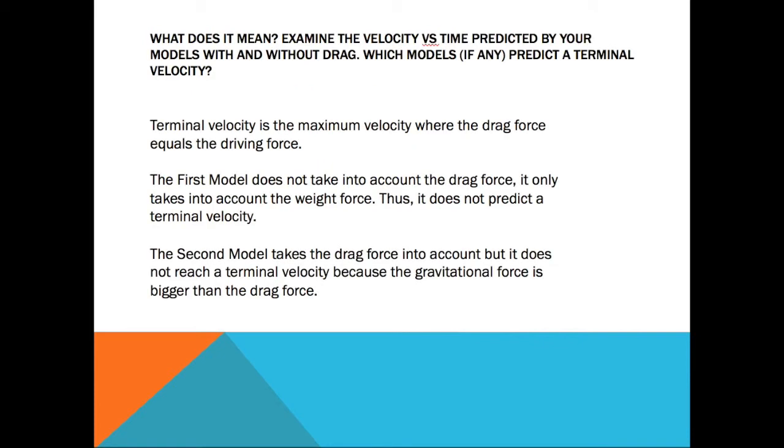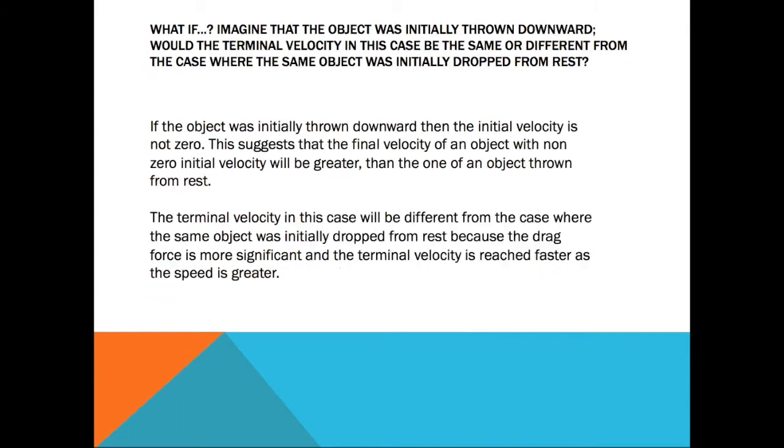So, what does it mean? The terminal velocity is the maximum velocity where the drag force equals the driving force. The first model does not take into account the drag force, it only takes into account the weight force. Thus, it does not predict a terminal velocity. The second model takes the drag force into account, but it does not reach a terminal velocity because the gravitational force is bigger than the drag force.